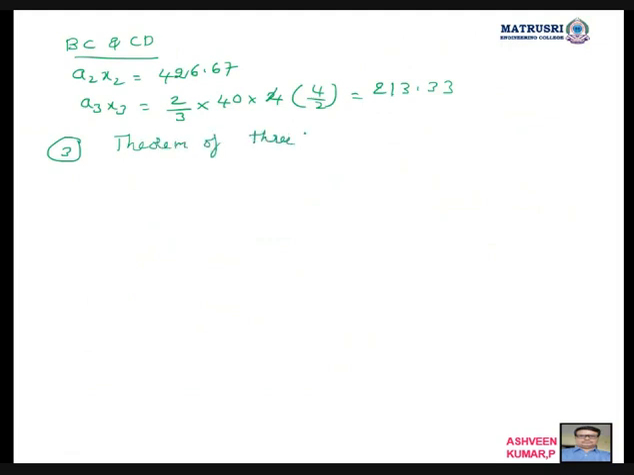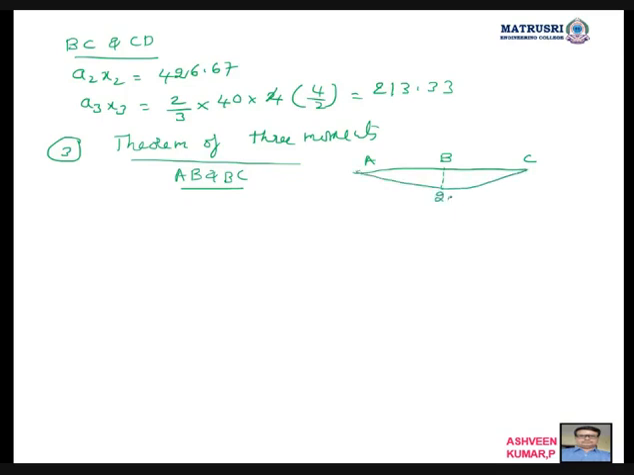Theorem of three moments equations I am writing. So first I'll draw the span, the AB and BC span, A, B, C. What is it saying? B sinks by 2.5 mm. That is 2.5 divided by 1000 meter. Okay, AB and BC.